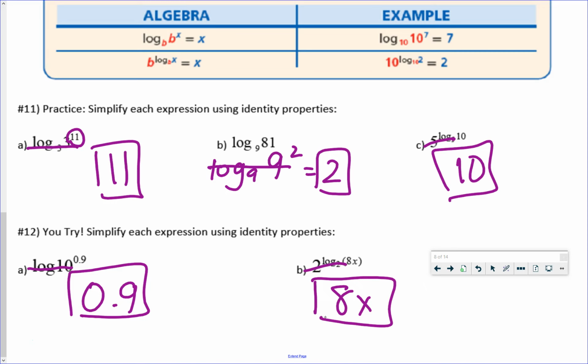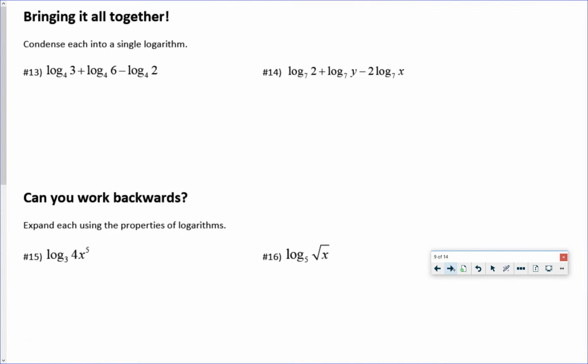So log 9 of 9 cancels out. 2 is left behind. Okay. But of course they can't all be this lovely and easy. I'm never going to give you just one property to work with. I've got to put them together somehow so I know that you know what you're doing. So let's bring it together.